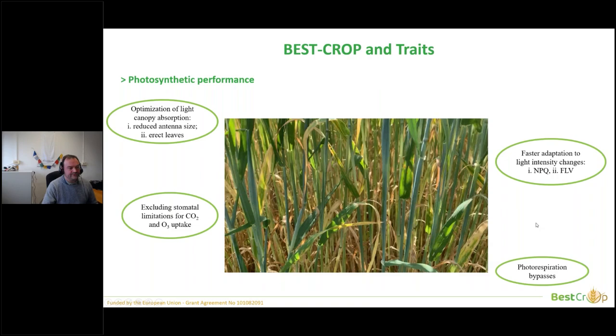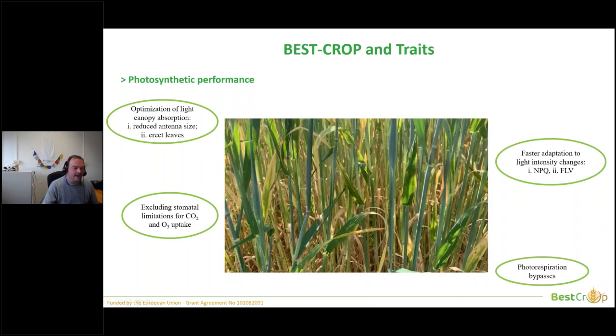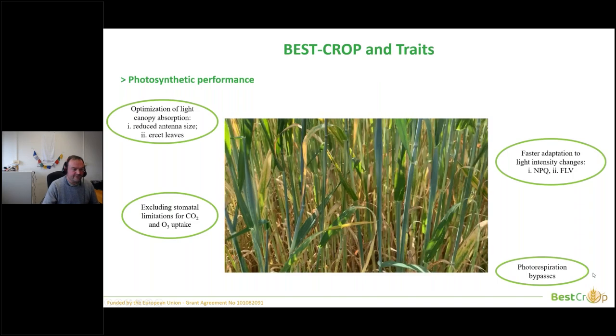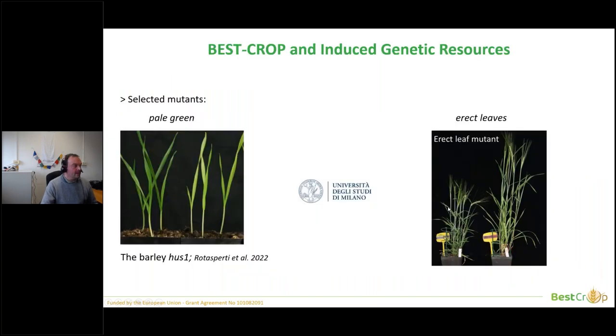And in addition to that, we would also like to have some transgenic lines where we introduce synthetic photorespiration bypasses. This is just an example of the lines we will work with, and many more will be identified during the first phase of the Best Crop project. This is just an example of those lines with the reduced antenna size that will allow a better penetration of the light towards the canopy.